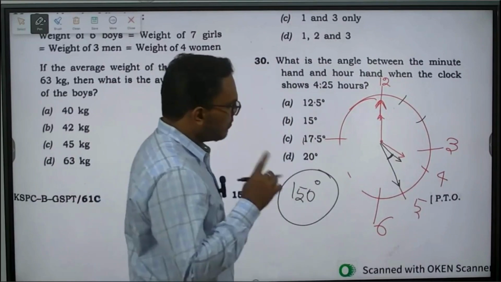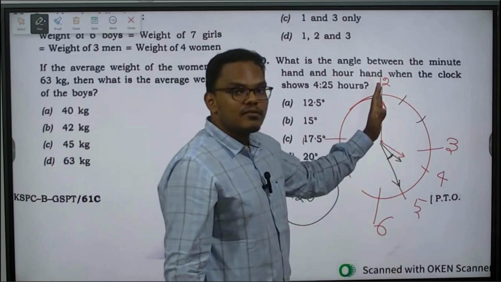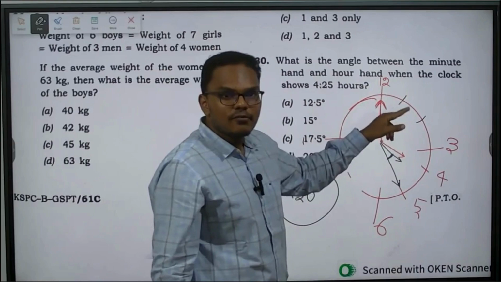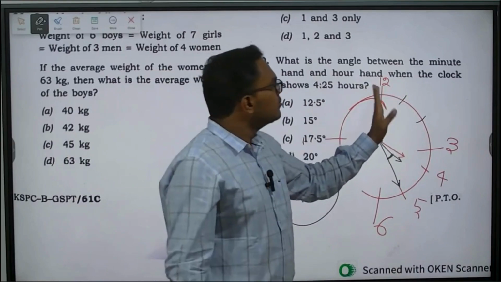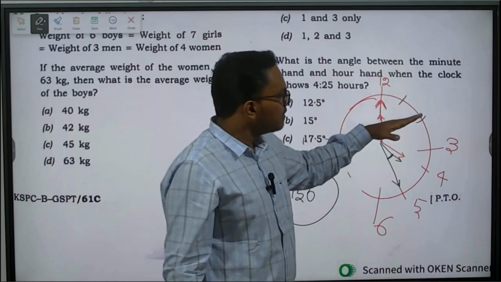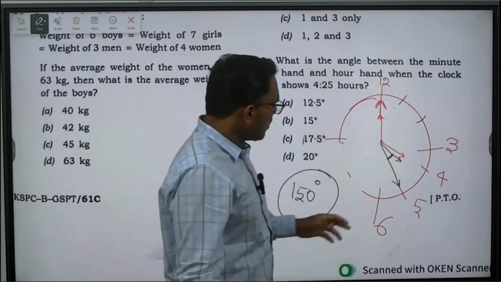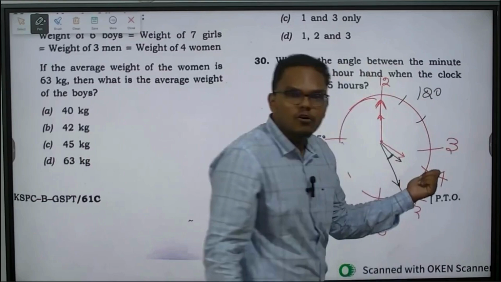Okay, but your hour hand, for the first hour it will cover 30 degrees, because your hour hand moves only once in 1 hour. So after 1 hour it will move 30 degrees. Second hour it will move 60. Third hour 90. Fourth hour 120. So now your hour hand has moved 120 degrees until 4 o'clock.